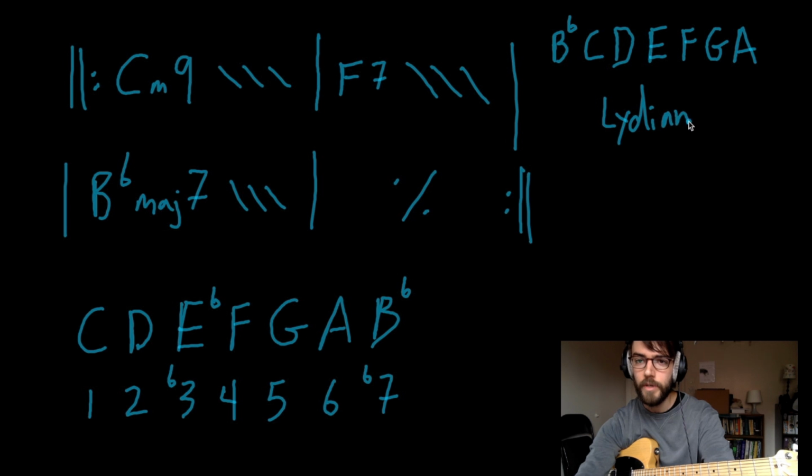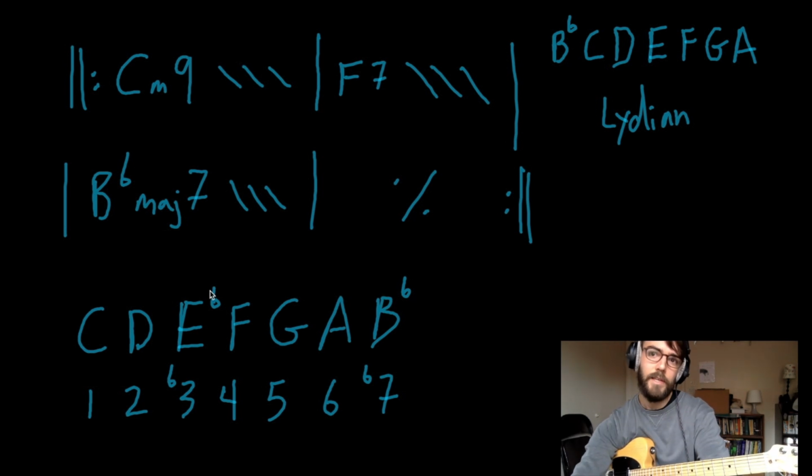Now the reason why this works is because if we look at the B flat major chord, the notes of that chord are B flat, D, F, and A. So it doesn't have any kind of E in it.